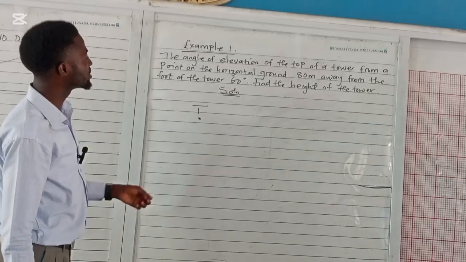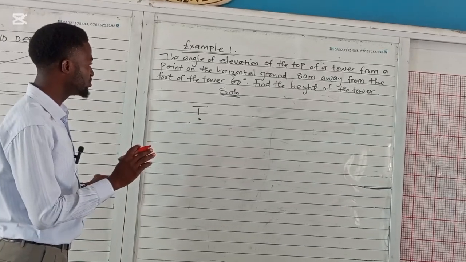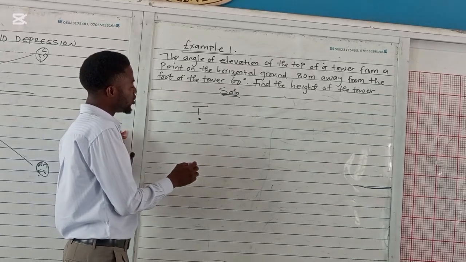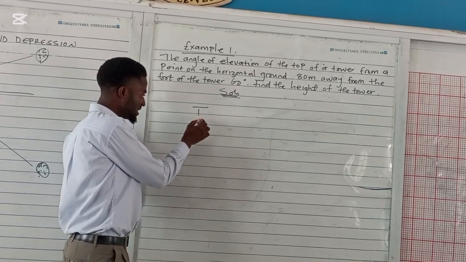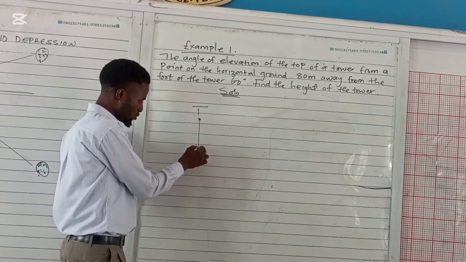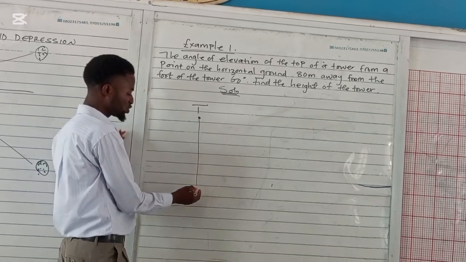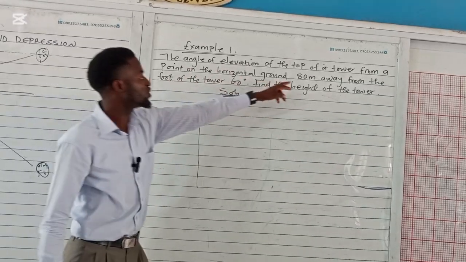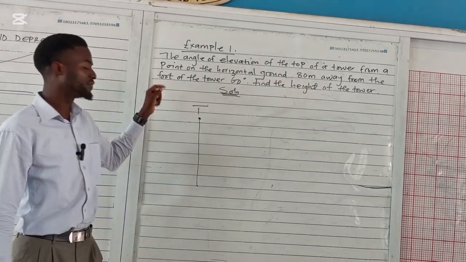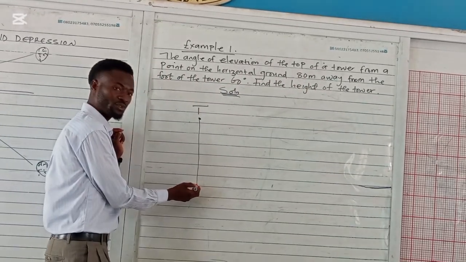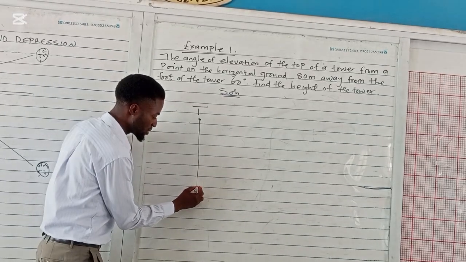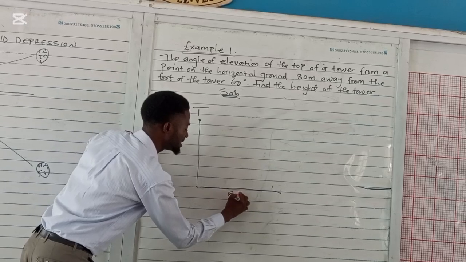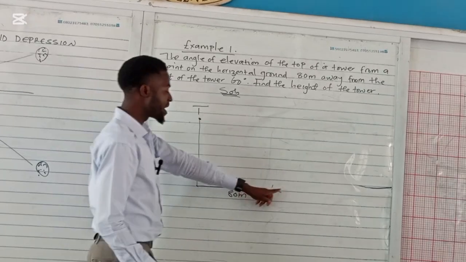They say from a point on the horizontal ground. So we bring down the horizontal ground. Let's take this line down. This is the ground level. Then they say it is 80 meters away from the foot. So if this is the foot of the tower, this line goes this way, and this is 80 meters away.